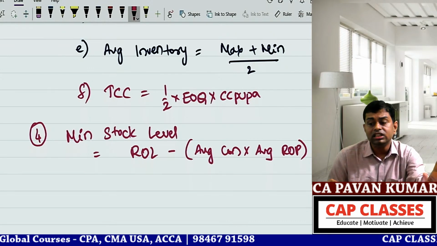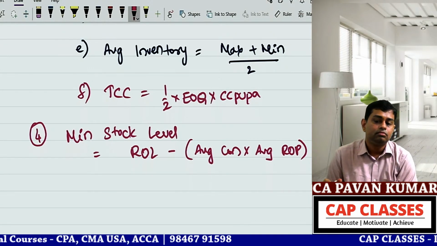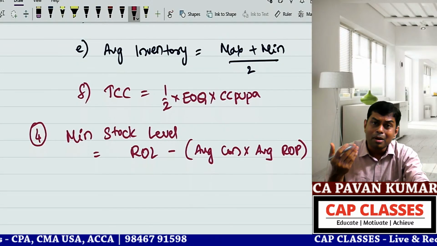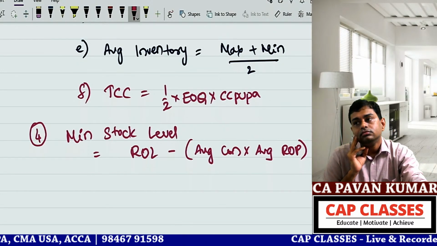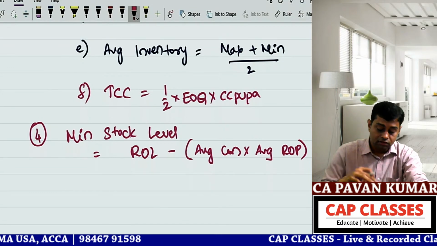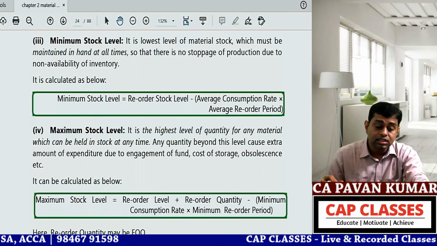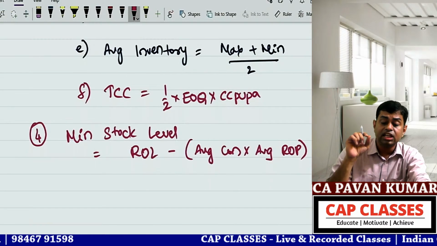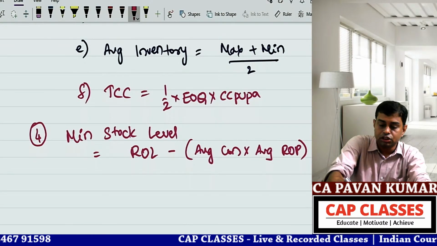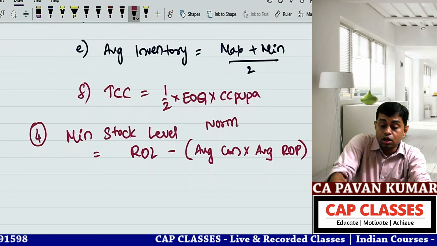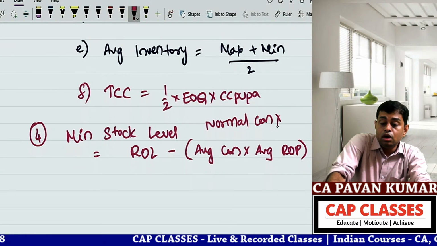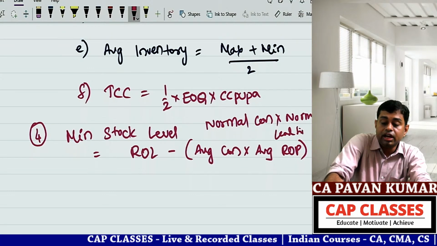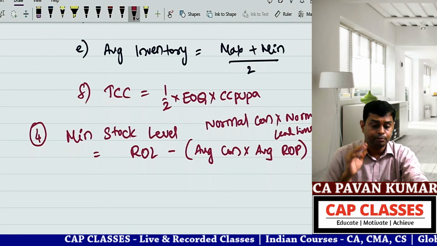Okay, you need to learn this formula by heart. It is easy to remember, easy to understand, but at the same time you need to remember it. Minimum stock level is equal to ROL minus average consumption into average lead time. Average consumption is also known as normal consumption. So they might also write normal consumption into normal lead time.